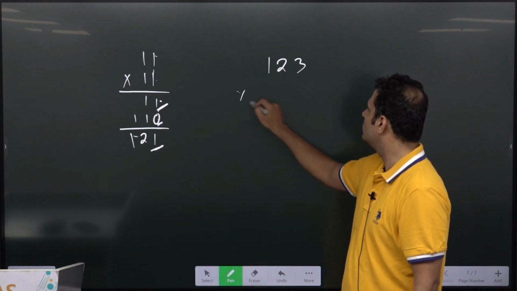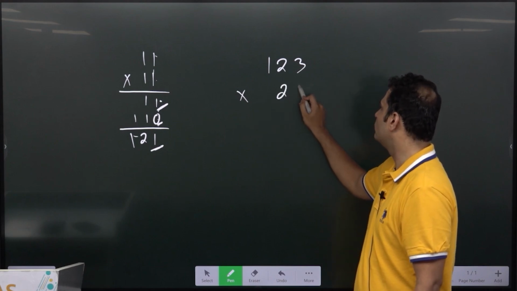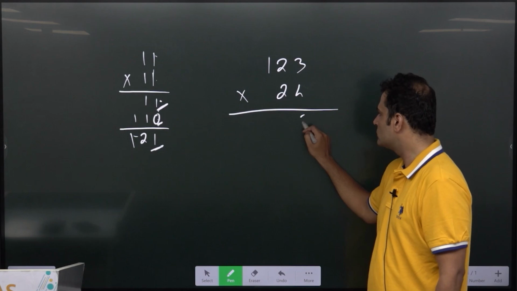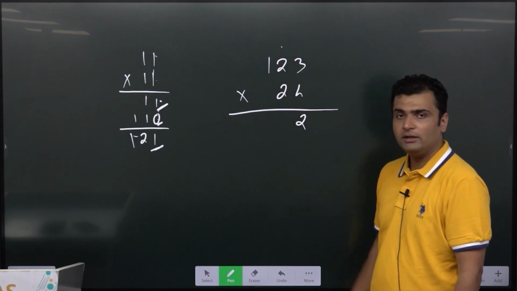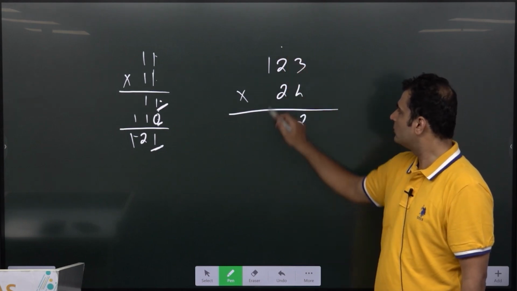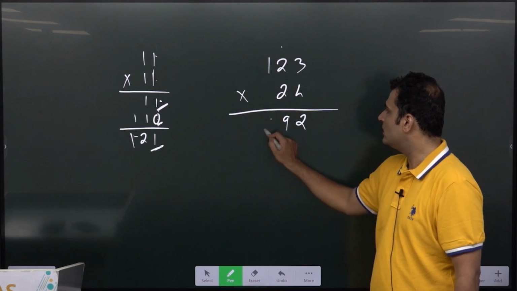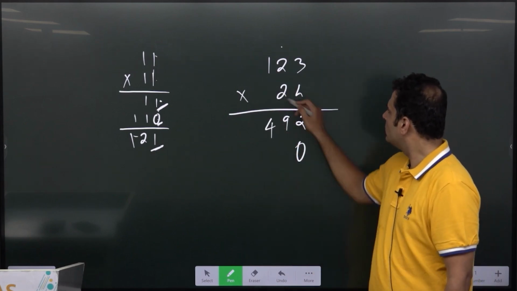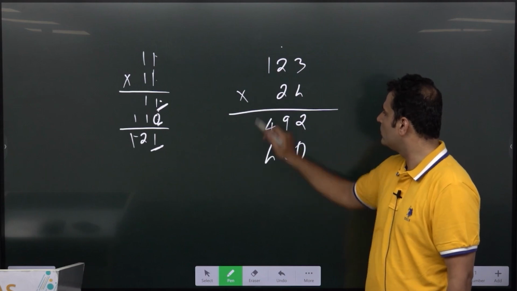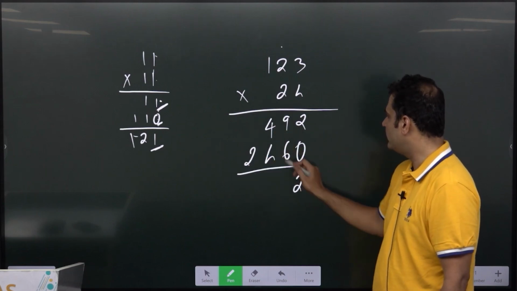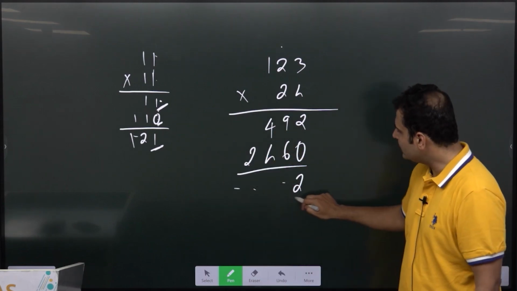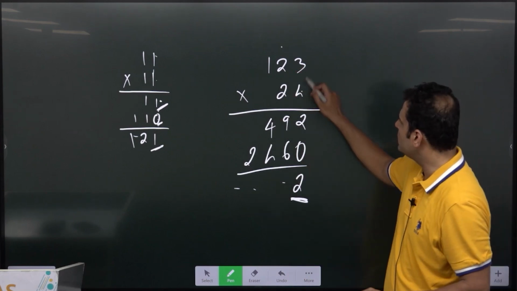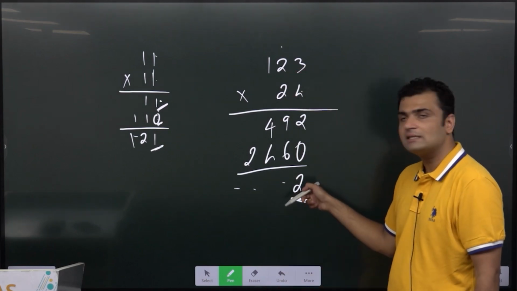1, 2, 3 into, let us say, 2, 3, 2, 4. Okay. How will we do it? 4 into 3, which is 12. Carry forward 1. 4 into 2, 8 plus 1, 9. 4 ones are 4. Yes. And then we'll put 0 here, and 2 into 3, 6, 2 into 2, 4, 2 into 1, 2. So this will be the addition, whatever. Look at the units place of the product of these two. Is it not the same as 4 into 3, 12, the units place?